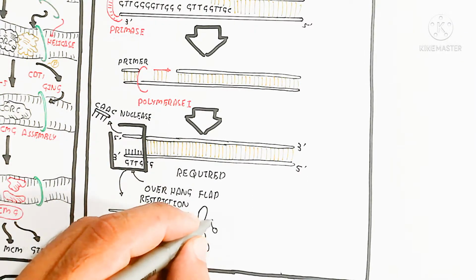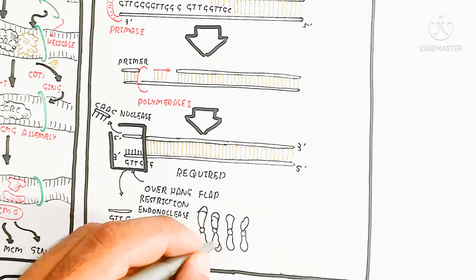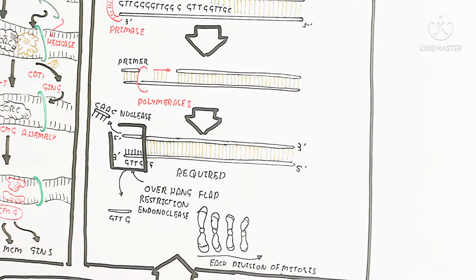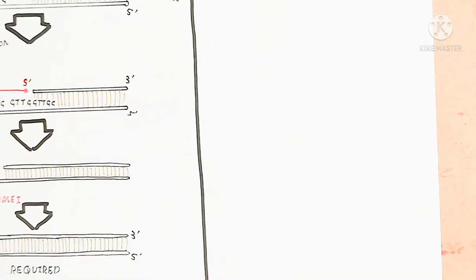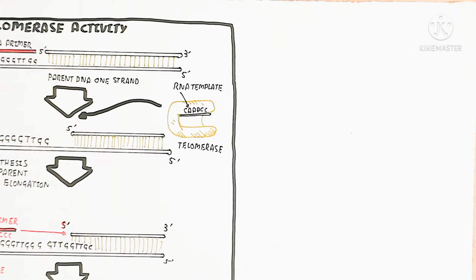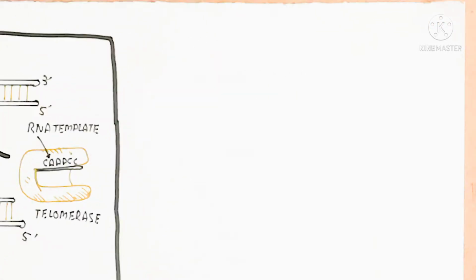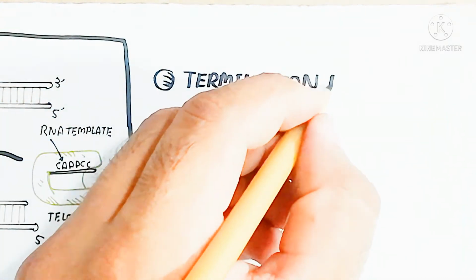So this cutting mechanism is very important because it is the prevention of the extra DNA, which is the overhang flap. So this overhanging part will be released, and with each division the telomere will decrease. So the telomeric segment will be cut in each division. That means the telomerase enzyme is very important, because the extra telomere will be cut.